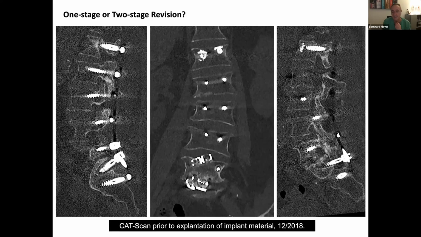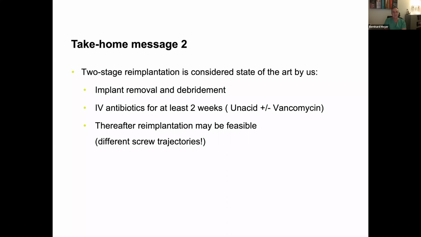this has led to my take-home message number 2, that I would favor a 2-stage reimplantation, and it is considered state-of-the-art, at least by us. We do an implant removal and then debridement, local antibiotics, and IV antibiotics for at least 2 weeks. We do a reimplantation either then or later on, let's say after another 4 weeks of oral antibiotics, which is actually my preferred way to do it. Delay as long as you can.